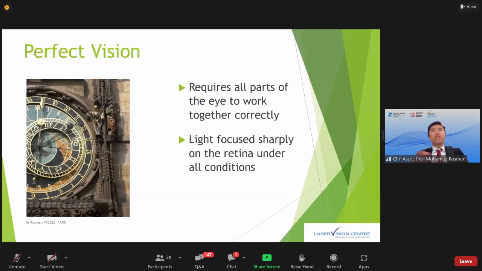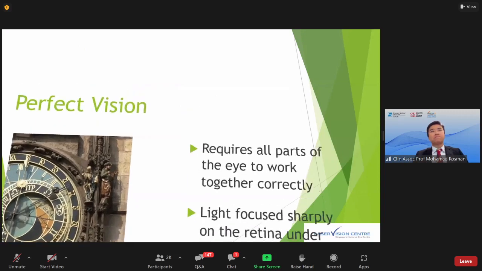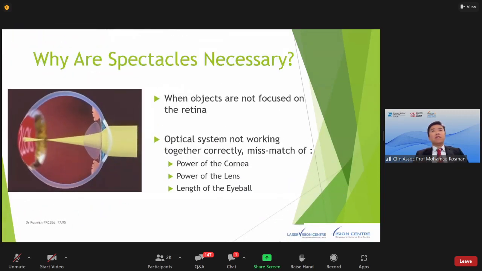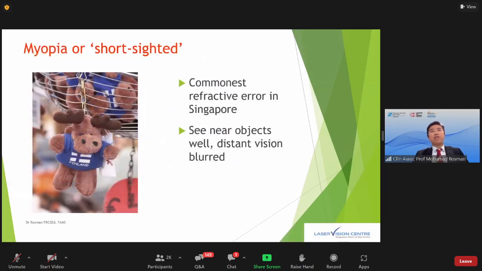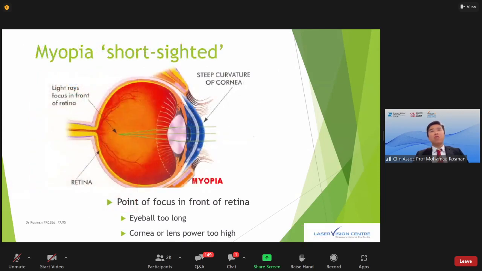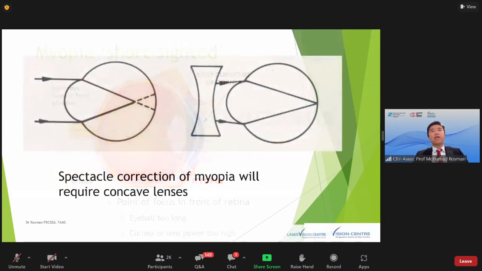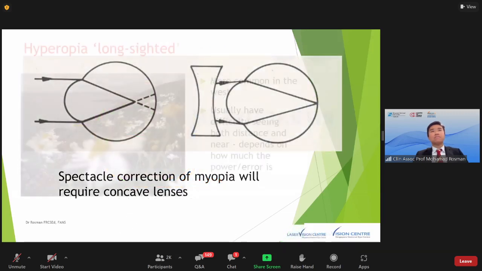So in order for us to have very good vision, we need all the parts of the eye to work correctly, and the light must be focused on the retina under all conditions. When they're not in focus, that's when we have blurred vision, and that's when we have refractive error. So in myopia, which is very common, patients can see near well, but distant objects are blurred. And this is because either the eyeball is too long or the power of the cornea or the lens is too high. So the focus is in front of the retina, and the simplest solution is to wear concave glasses.